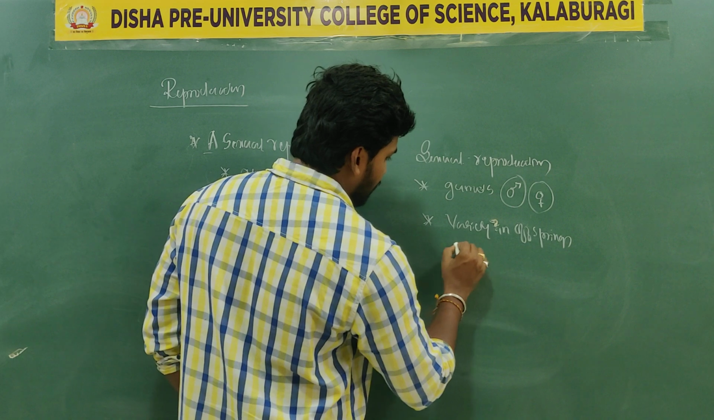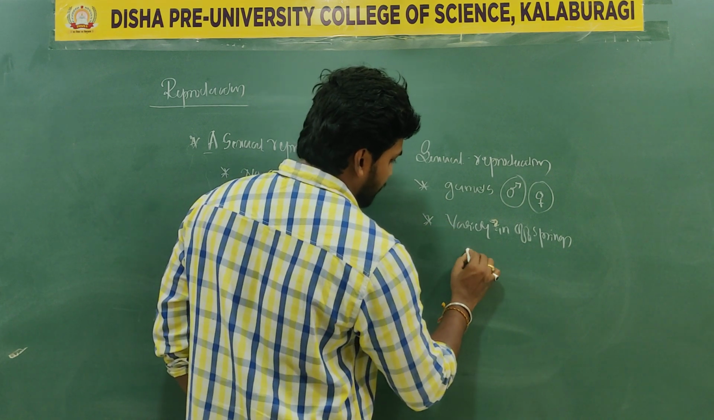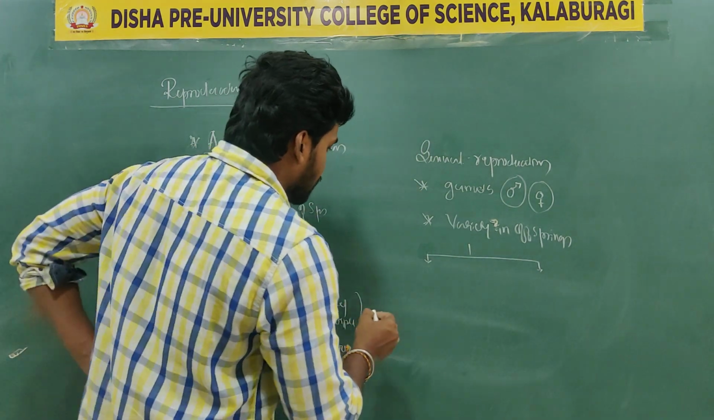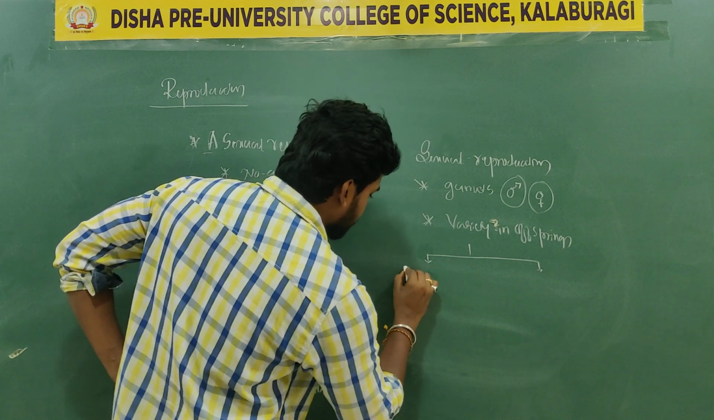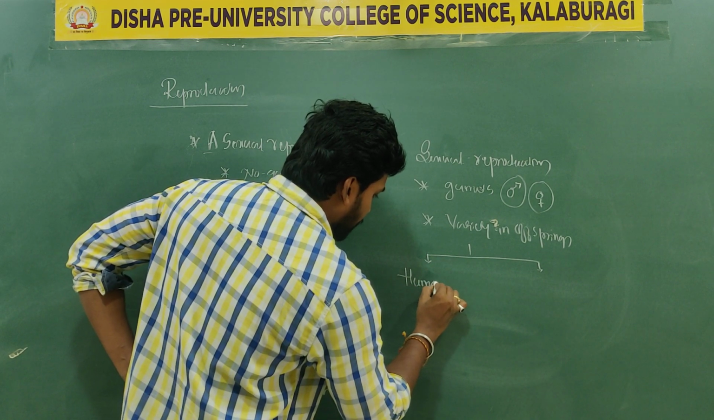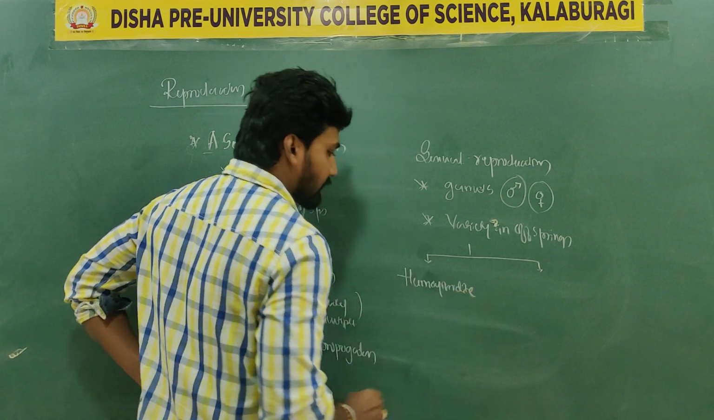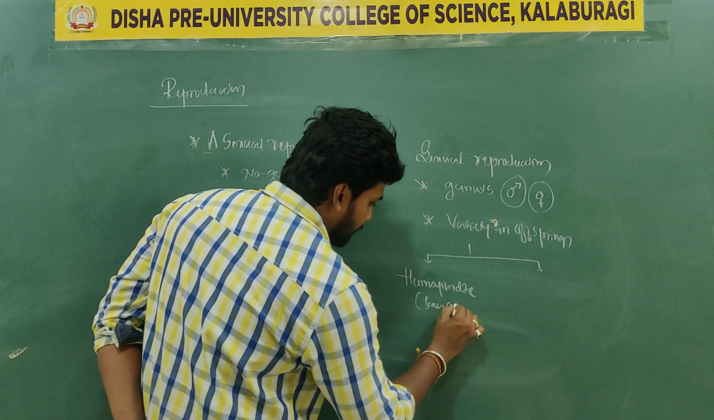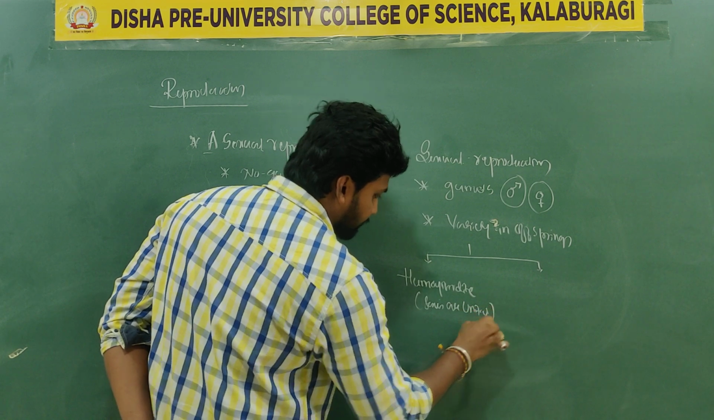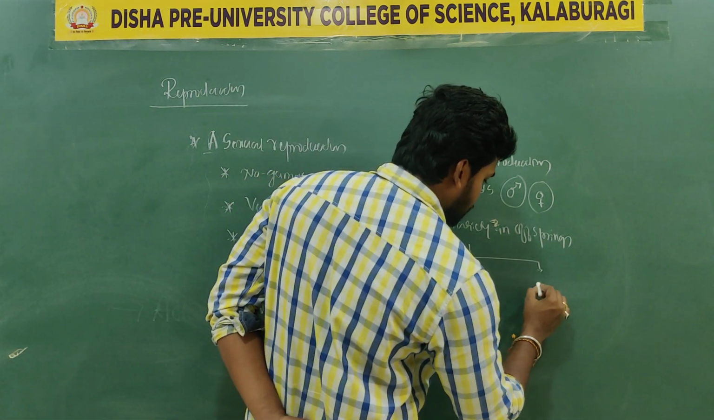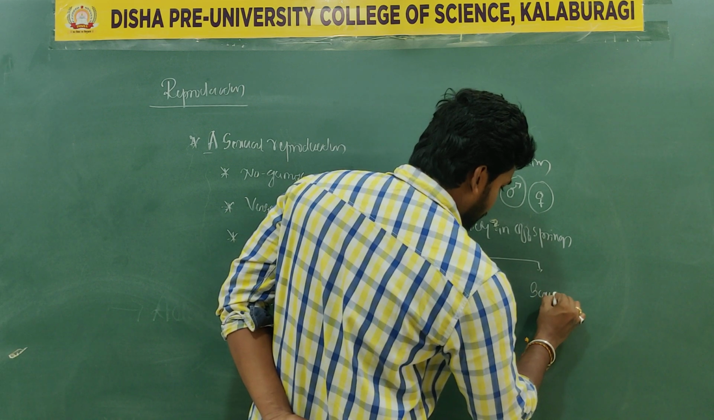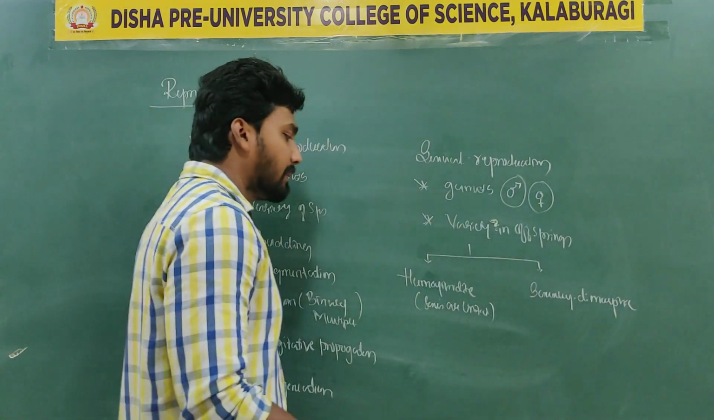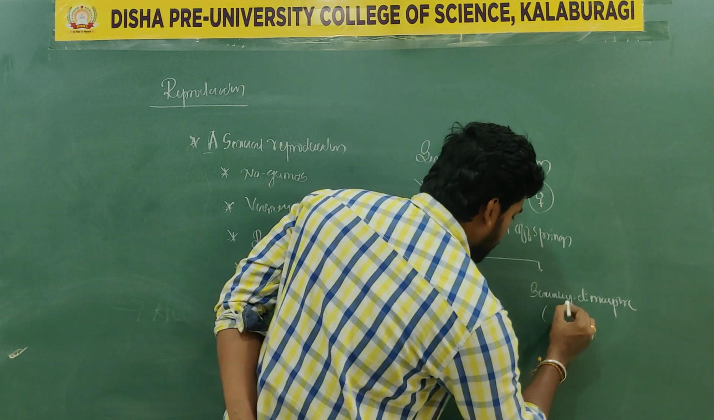In sexual reproduction, we are again subclassified as hermaphrodite, meaning sexes are united, and some species are said to be sexually dimorphic, meaning sexes are separated.